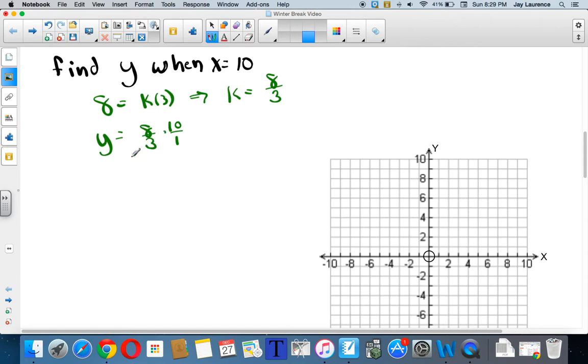And I don't see anything that's going to be able to simplify. So y is going to be 80/3. Let's see, if it was 81/3, that would be 27 on the nose. This should be 26 2/3, right? Because if it was 81/3, 81 divided by 3 would be 27, right? And this is 1/3 less. See how I did that? 80 is 1 less than 81, and we're dividing by 3, so it's 1/3 less. So I took 1/3 away from 27.